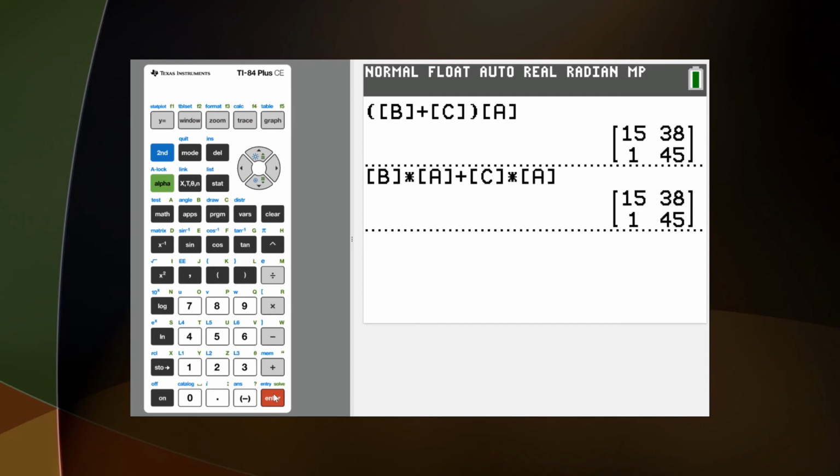All right, and we see that we get the same result, 15, 38, 1, and 45. And that test then would indicate for us that the distributive property is true for matrix multiplication. Our previous test for commutative properties showed that it did not hold. Commutative property did not hold. All right, very interesting. And again, I think you agree, let's use the calculator rather than multiply by hand, although you need to know how to multiply by hand.